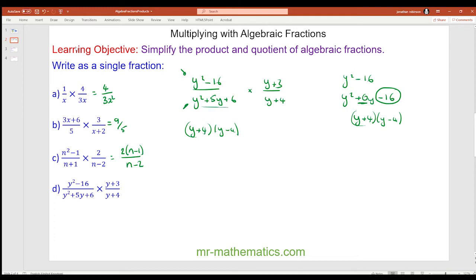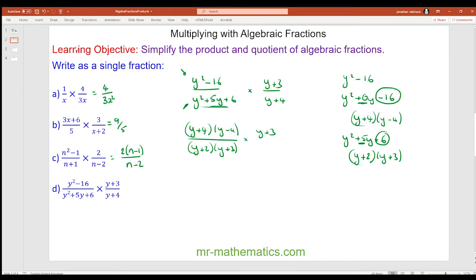And we'll try and factorize this. So y squared plus 5y plus 6. Two numbers that multiply to make the 6, but add to make the 5. We have y plus 2 and y plus 3. So we'll put this back into our fraction.